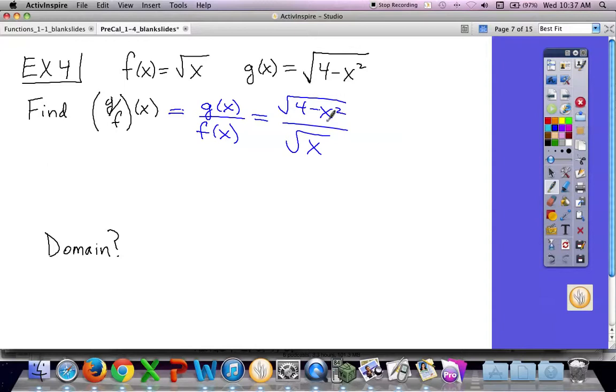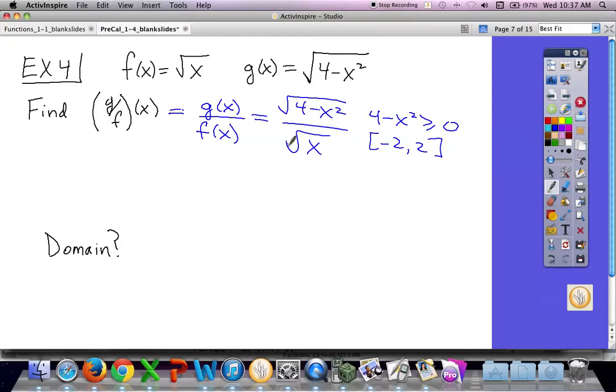Now, we need this 4 minus x squared to be greater than or equal to 0. Because it's in the numerator, we can let that equal 0. Which means, what's going to be our solution set for that one? Negative 2 to 2, including the negative 2 and the 2. Because it's okay to plug in the 2's, because it's in the numerator.